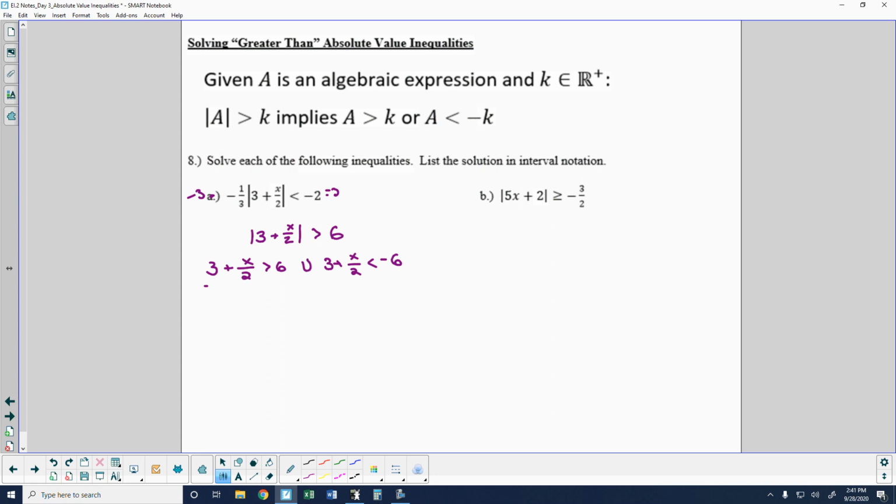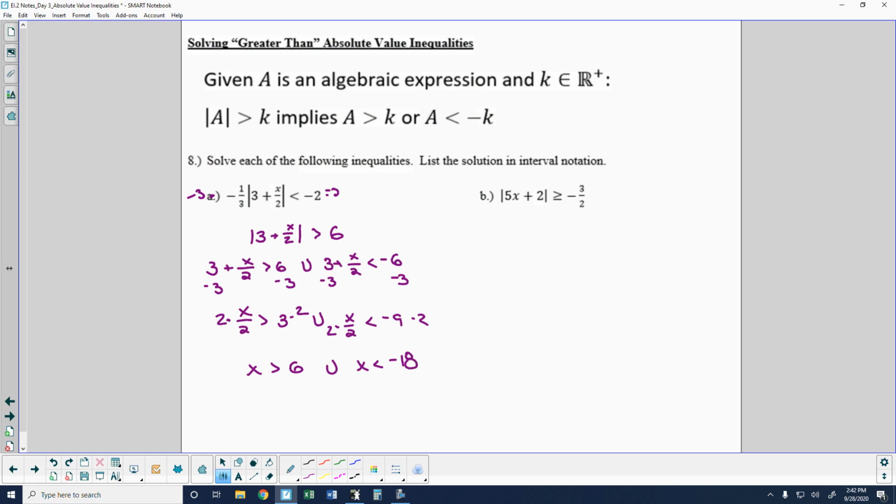Now we can solve this for x, subtracting 3 from both sides. I'm going to do both of them at the same time because the steps are the same. So x over 2 is greater than 3, or x over 2 is less than negative 9. And then multiply by 2. So x is greater than 6, or x is less than negative 18. So these are my two possible answers here.